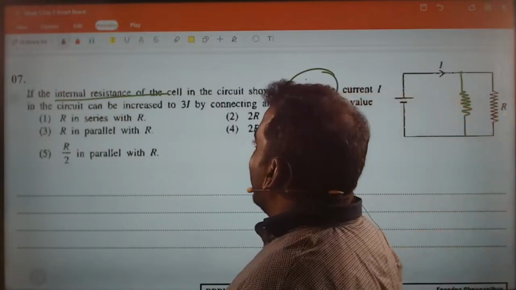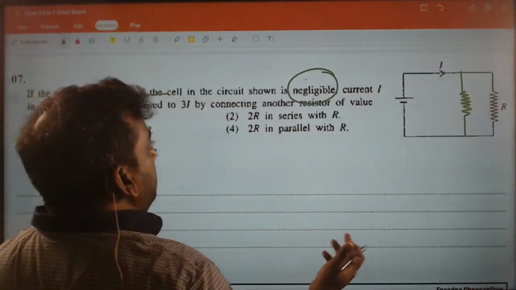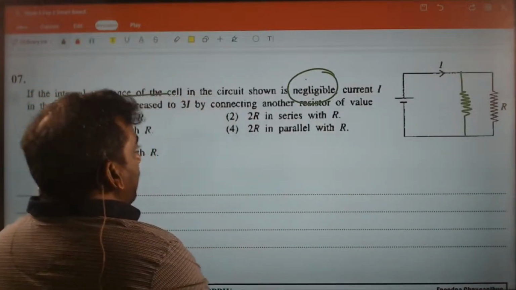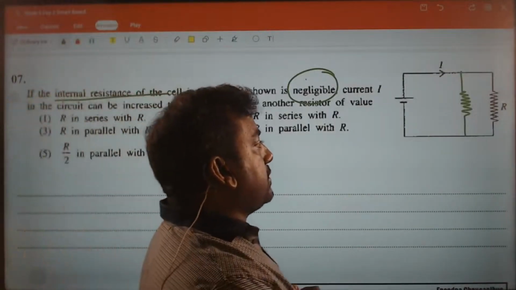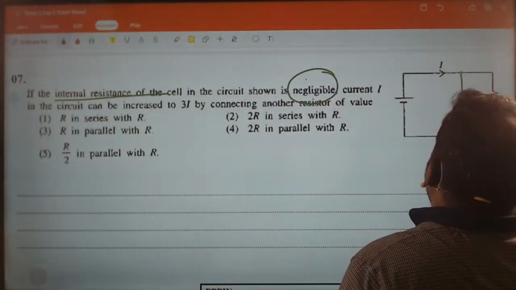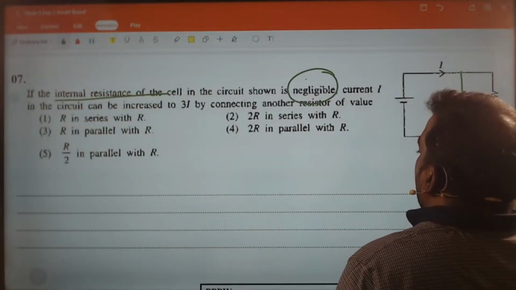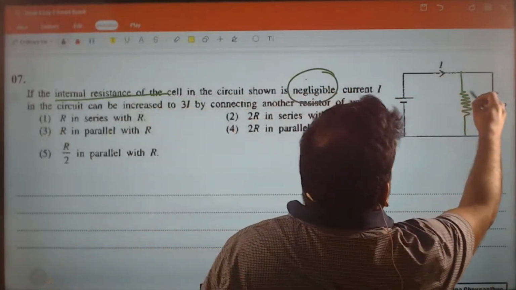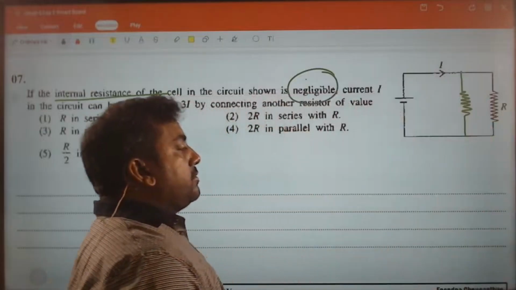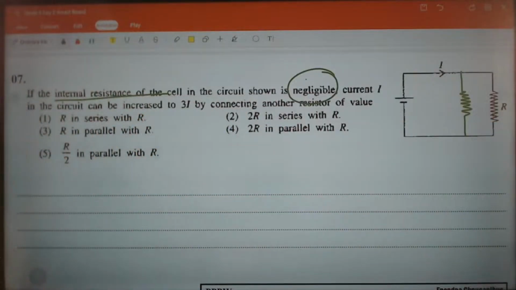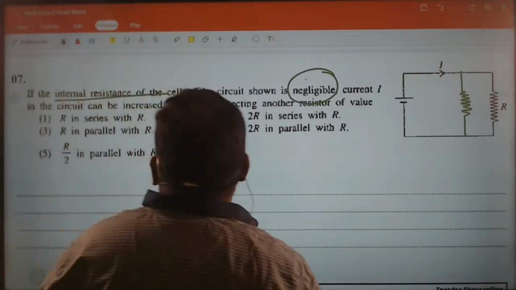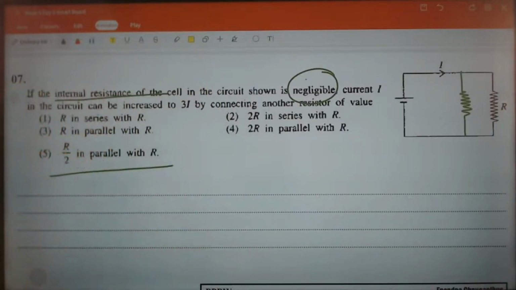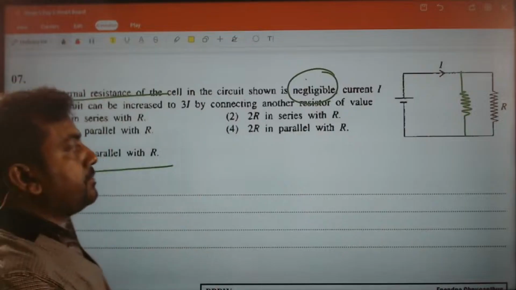So how do you connect it so that the effective resistance reduces by 3 times? Carefully. If I put 2R, 2R, R, 2R over 3, that won't work. What about R over 2? R over 2 times R squared over 2, 3R over 2, yes. Correct answer will be R over 2 in parallel with R. Correct answer number 5. The reason is very simple.